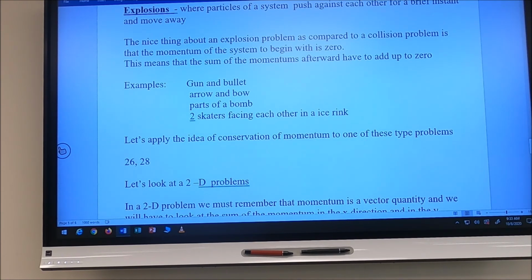The two objects that move apart have to have opposite direction momentum. So a gun and a bullet, an arrow and a bow, parts of a bomb, two skaters facing each other and pushing off in the middle of a skating rink. You've heard about the recoil of a gun. The recoil of the gun is related to change in momentum.